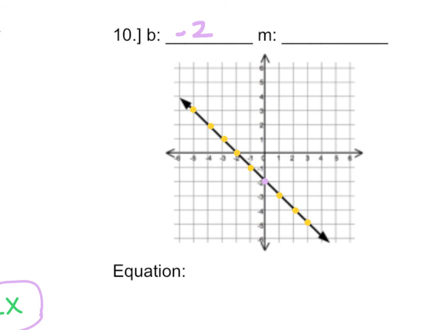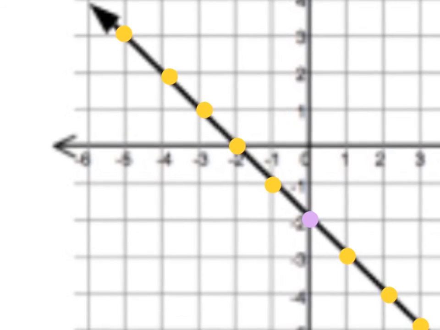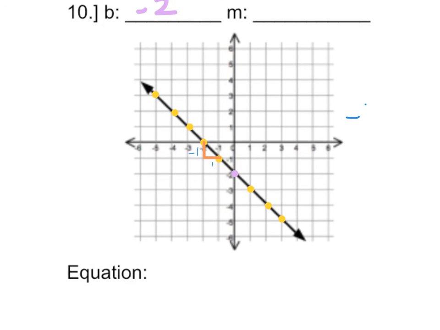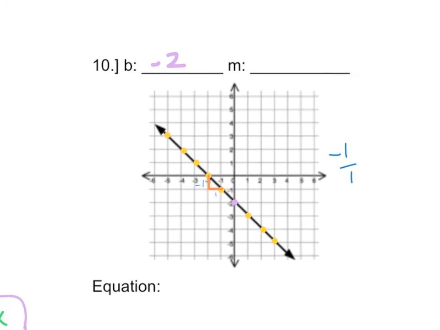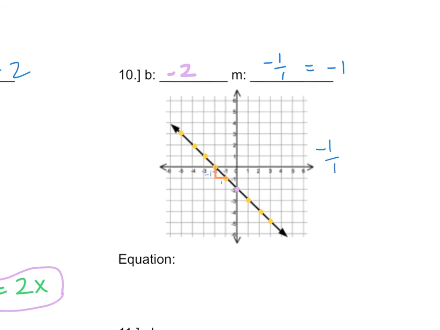Okay, now rise over run. Did you notice the line's negative? That means our slope is negative. Rise over run. So now let's count. It goes down 1 and over 1. So our slope is -1 over 1, which also is the same as just -1.